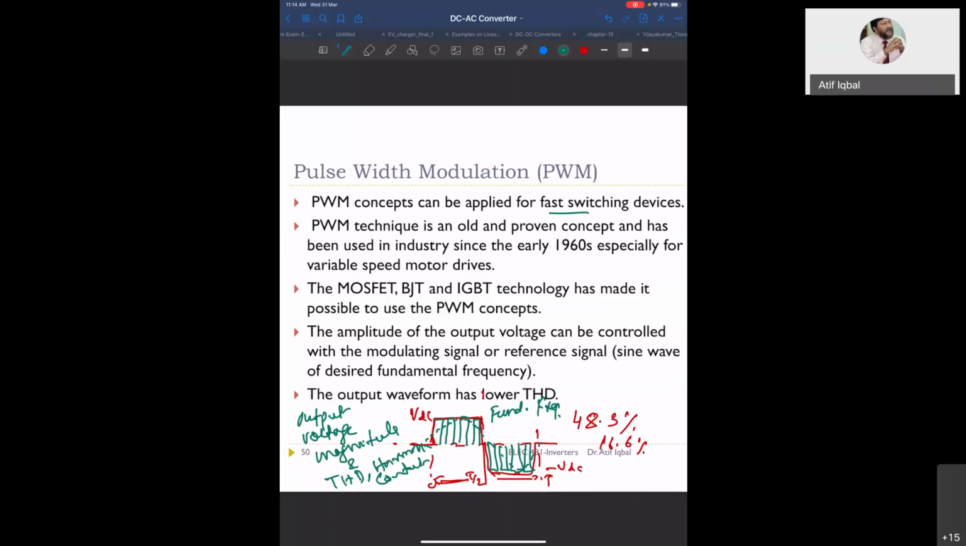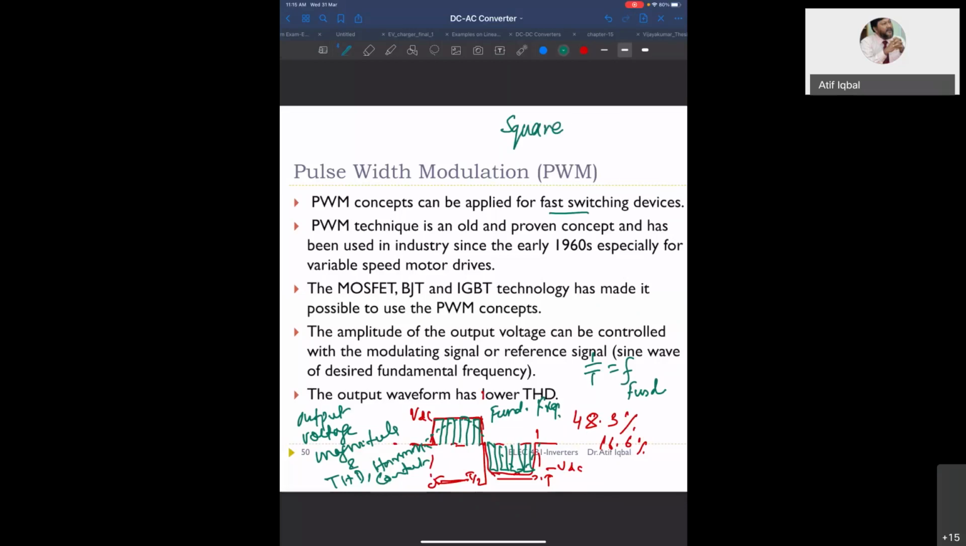The PWM concept can be applied with fast switching devices, because you have to have many pulses in the half period, and then in the next half period. What we have seen is that with a square wave, the switching frequency was equal to 1/T, which is equal to the fundamental frequency, say, for example, 50 hertz. So the switching was only 50 hertz when you have a square wave output.